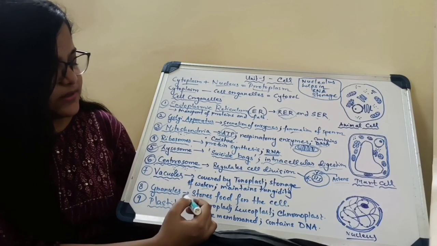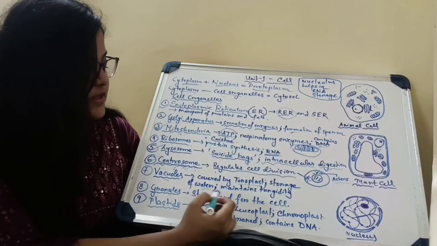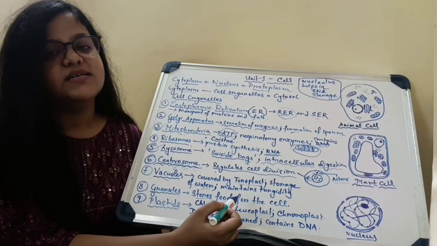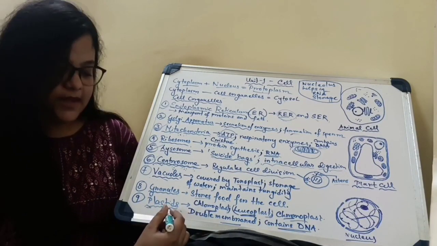Next come the granules. What are granules? Granules are nothing but small globule-like structures present inside the cytoplasm which store food like fat, starch and proteins. Now let us move on to plastid.